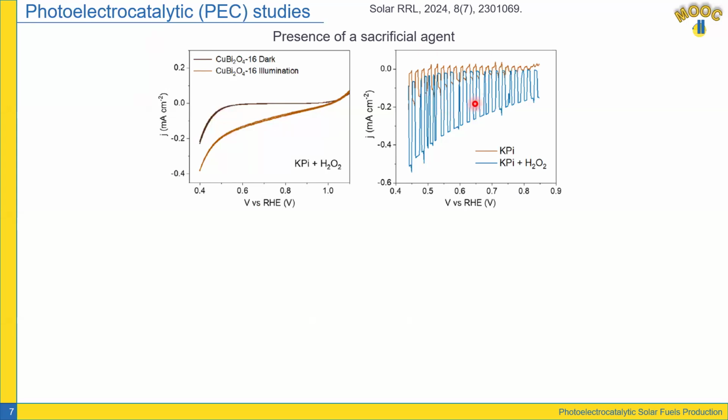So if we now take a look at the J-V response under chopped illumination, we have compared here the performance of the bare copper bismutate in potassium phosphate, which is the same result that I showed you in the previous slide, and in the potassium phosphate plus hydrogen peroxide. And then we can see that we were able to have around 3 times higher photocurrent density in the presence of hydrogen peroxide. And this is an indirect measurement that we can use to know that we have higher room to improve our material.